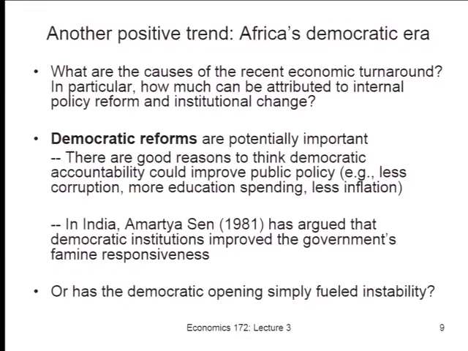They have a system to respond. Politicians that don't respond get punished at the polls. There's been some interesting follow-up work to Sen's work by Tim Besley and Robin Burgess.